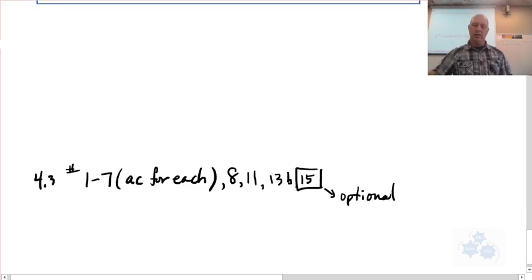And here is your assignment from 4.3. Okay, so you can write this down. That says 1 to 7, A and C for each. So 1AC, 2AC, 3AC, 4AC, and so on. Number 8, number 11, 13B, and 15 is optional. So if you get done this assignment, do 15. And especially for those of you that are looking for an extra challenge, that's optional.